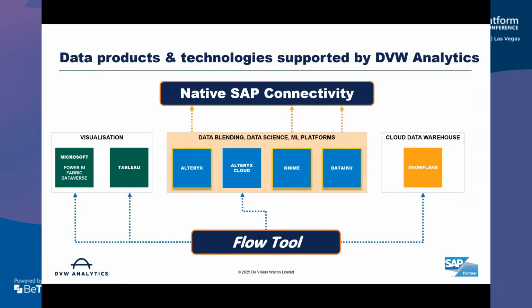So what we've done is build our own middleware, if you like, a console, we like to call it, where you can build connectivity. It's called the Flow tool, and you can build connectivity in the Flow tool that connects into other platforms, a myriad of other platforms. You can see Tableau, Snowflake there, but also Databricks. And obviously what we're going to concentrate on today is the world of Microsoft, Power BI, Fabric, Dataverse, wherever you need that data.